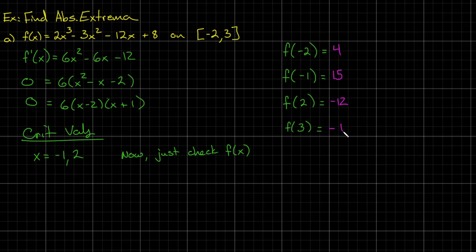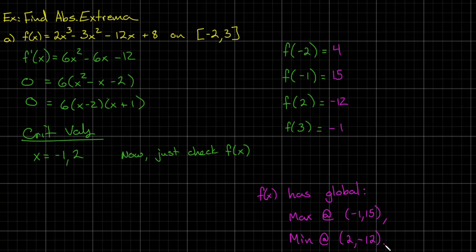Okay, we were looking for the absolute or global extrema. Is there a clear winner for who has the biggest output? -1. That's where it happens, right? And when I plug in a -1, it spits out a 15. So here we go. We'll say f of x has global max at, what was that ordered pair for the maximum? Love it. -1, 15. And I think, is there a global minimum? At 2. So that's our x value. What's the actual minimum? -12. And look at that, we're done.